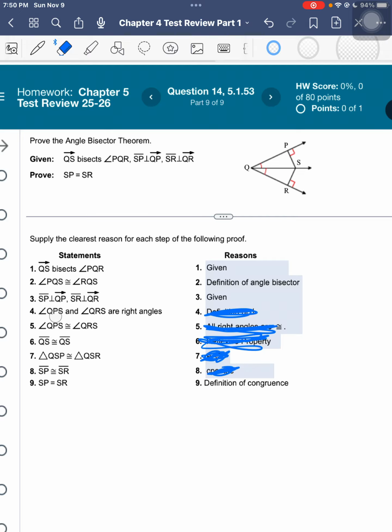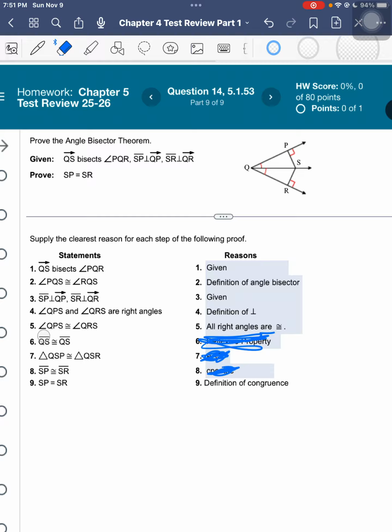Now, angle QPS and angle QRS are right angles. How do I know that? Because that is the definition of perpendicular. Again, if two things are perpendicular, then those two rays or lines or segments are forming 90-degree angles. And once again, we know that QPS and QRS are both right angles. So all right angles are congruent.